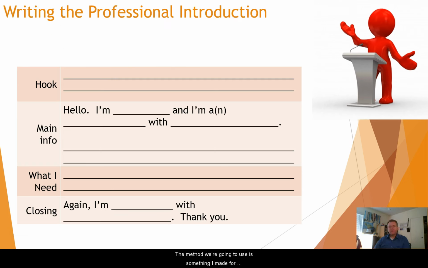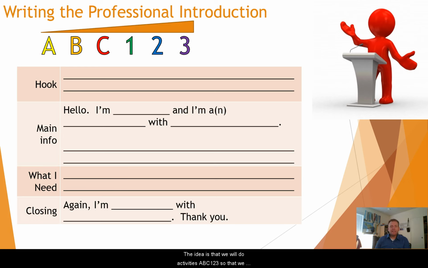The method we're going to use is something I made for this course, and I simply call this the ABC 1, 2, 3 method. The idea is that we will do activities A, B, C, 1, 2, 3, so that we go from the easiest steps to the more challenging steps in that order. This is also a good way to approach doing any project, paper, or assessment.